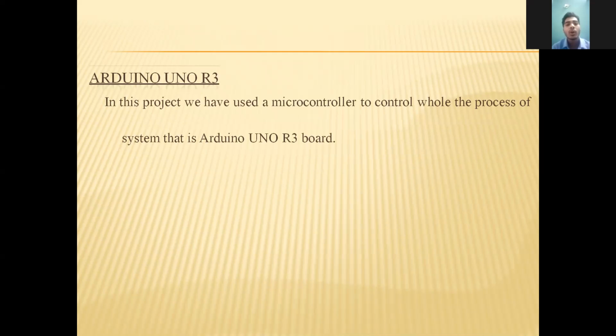Arduino Uno R3 is a microcontroller board based on the ATmega328. It has 20 digital input output ports. Out of the 20, 14 are used for digital input output ports, and the remaining 6 are used for PWM. It is the latest Arduino which is being used.